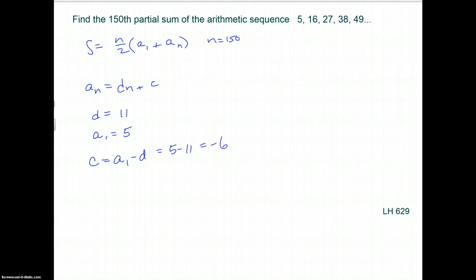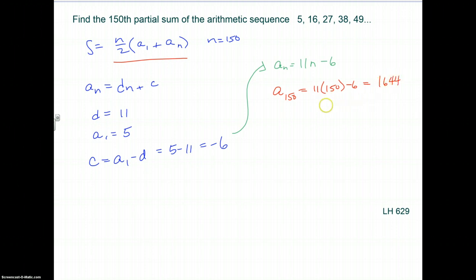Okay, so now we have everything we need to go ahead and figure out our formula. So we'll take it up here. A sub n is equal to, okay, the common difference is 11 times n, and c is negative 6. Okay, so now we need to figure out, well, what is a sub 150? We need a sub 150 so we can plug into this formula. So it's going to be 11 times 150 minus 6.